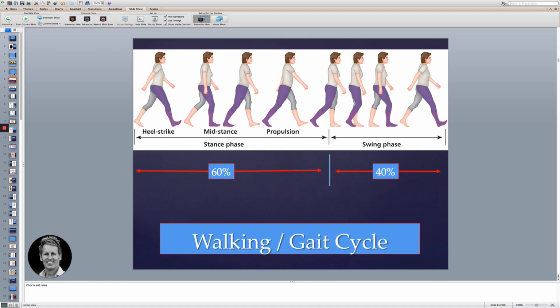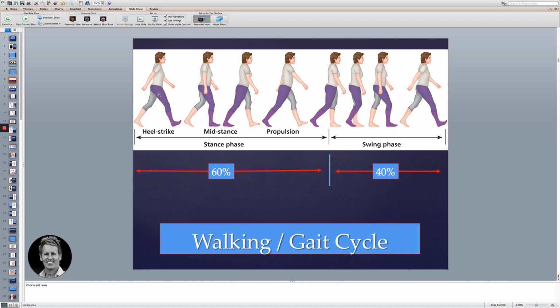So let's have a look at this. You've got the same picture now, and I've just added a few little bits onto it. So if you look here, the stance phase is split into the heel strike, mid stance and propulsion, and that's about 60%. And then we've got a part called the swing phase, which is around 40%. So this would be a gait cycle. When the right leg, in this case, contacts the ground, it goes through the mid stance to then propulse, and then it goes through the swing phase, and then it contacts the ground again. So that would be known as one gait cycle.